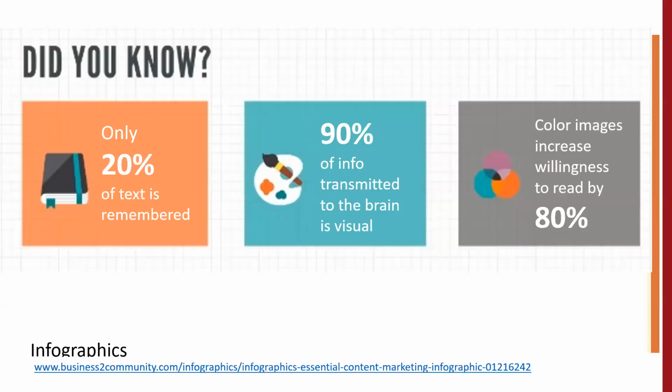And why is it important? Well, on this infographic, it's an infographic about infographics. It's only 20% of text is remembered. 90% of info is transmitted to the brain visually, and color images increase willingness to read by 80%. So this is really important in encouraging people to come visit and read your poster. And so these are some things we want to think and keep in mind as we go through and develop the poster.